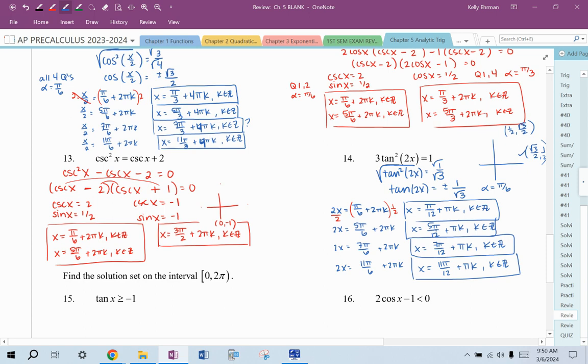Here are the first 4 sets of answers when k is 0. We would get another set of answers when k is 1, another set of answers when k is 2. So we would just keep going until we get something that's past 2 pi, which would be past 24 pi over 12.